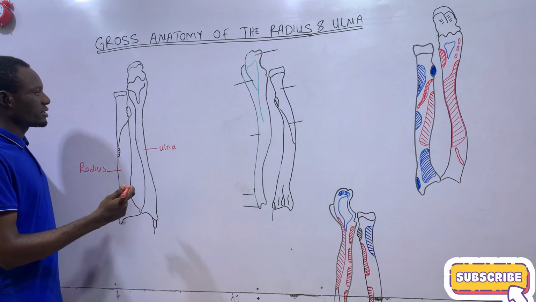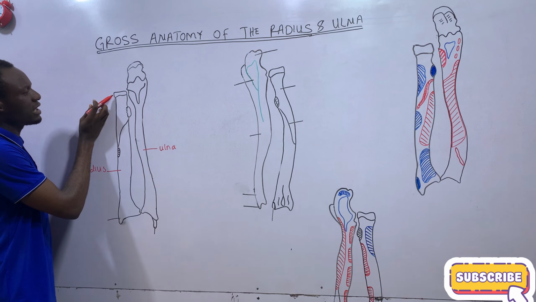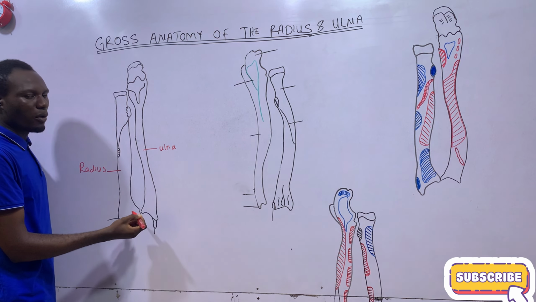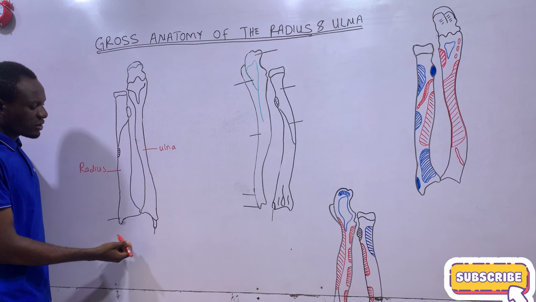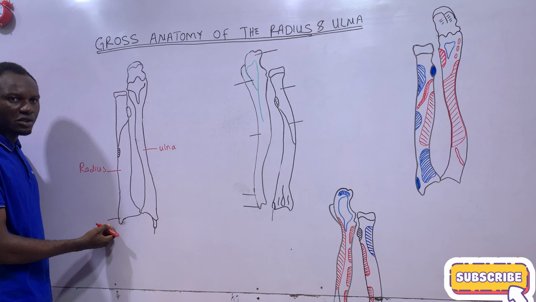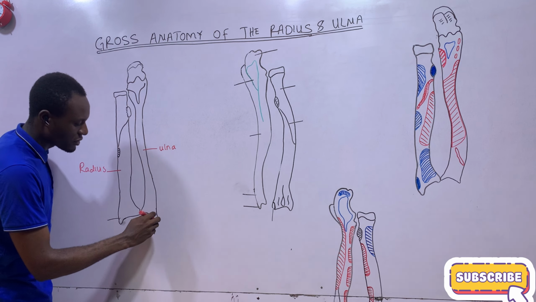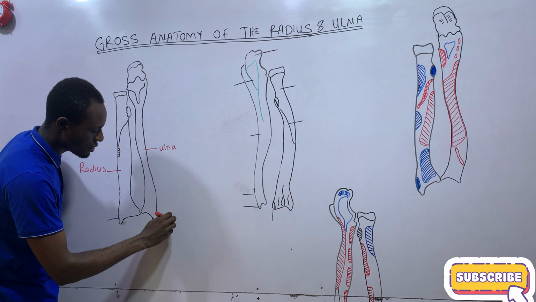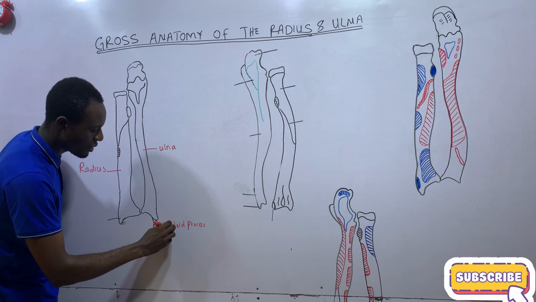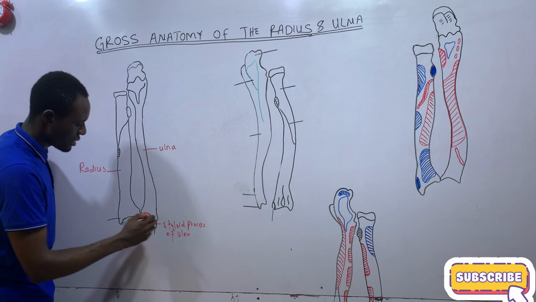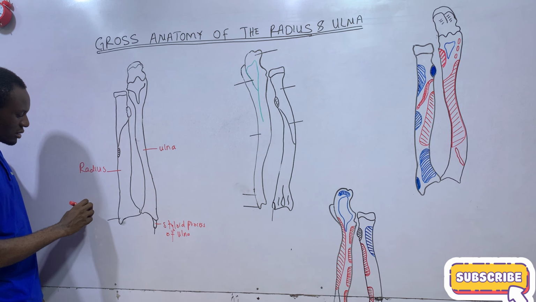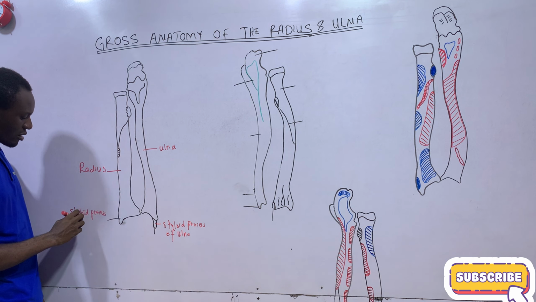Take a look at the orientation. The head of the radius is directed upwards, the head of the ulna is directed downward. But one thing is common. Both the styloid process of the ulna and the styloid process of the radius are directed downwards. Okay, so this is the styloid process of ulna, and this right here is the styloid process of radius.